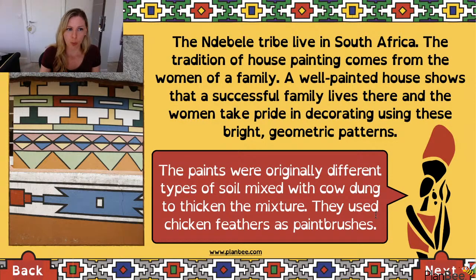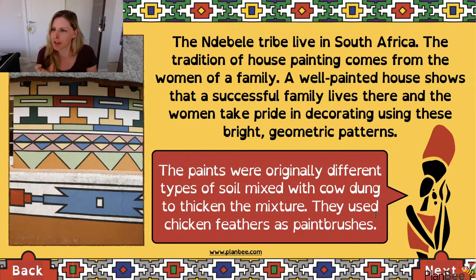The paints were originally, a long time ago, different types of soil mixed with cow dung to thicken the mixture, and they used chicken feathers as paintbrushes. Nowadays, they might use acrylic paint, and acrylic paints give that really bright colour from the paint.